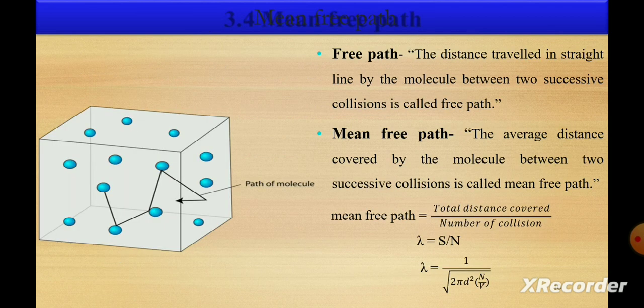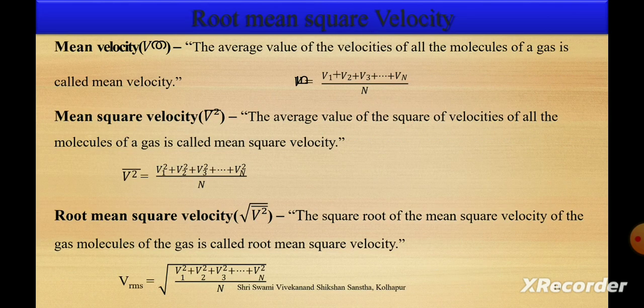Free path. The distance traveled in a straight line by the molecule between two successive collisions is called free path. Mean free path. The average distance covered by the molecule between two successive collisions is called mean free path. Mean velocity. The average value of the velocity of all the molecules of gas is called mean velocity. Mean square velocity. The average value of the square of velocities of all the molecules of gas is called mean square velocity. Root mean square velocity. The square root of the mean square velocity of the gas molecules is called root mean square velocity.